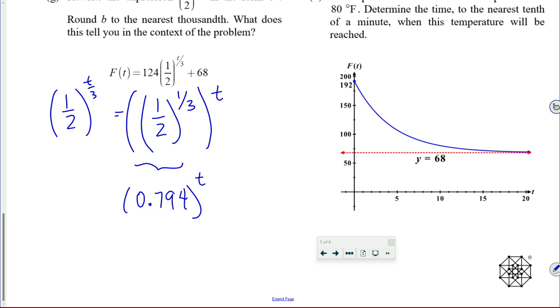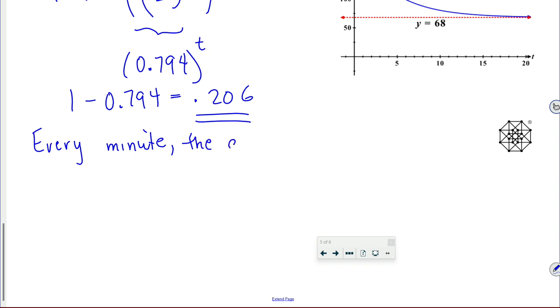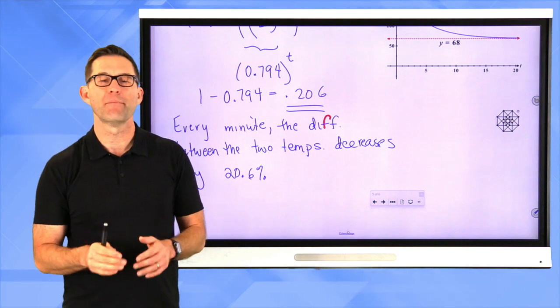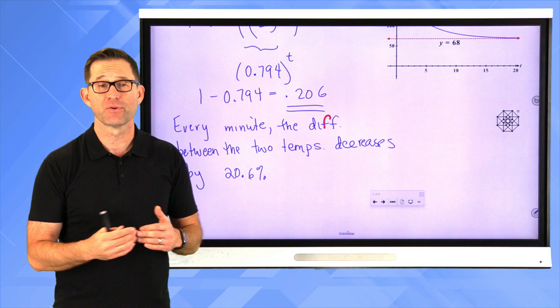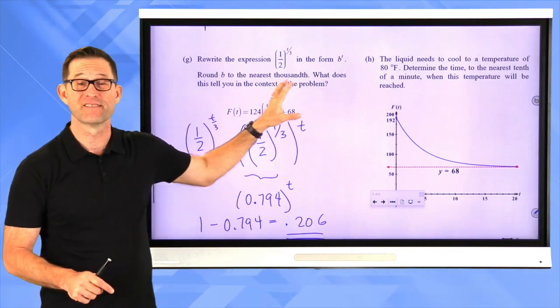So we can now say, let me extend this. If I do 1 minus 0.794, that gives me 0.206, and that's actually the more important number. What that says is that every minute, the difference between the two temps decreases by 20.6%. So by writing it in that form, we are able to talk about the percent decrease per minute versus, let's say, the temperature difference going down by a half every 3 minutes. You've seen this manipulation so often that I hope it's almost become automatic.